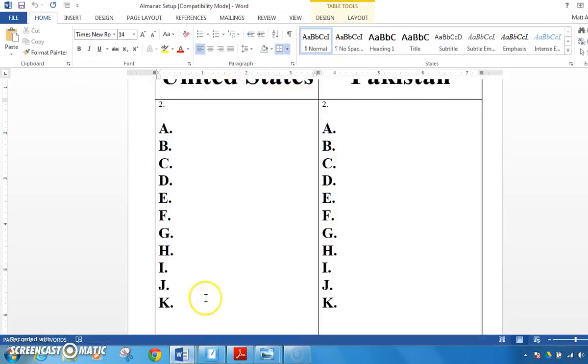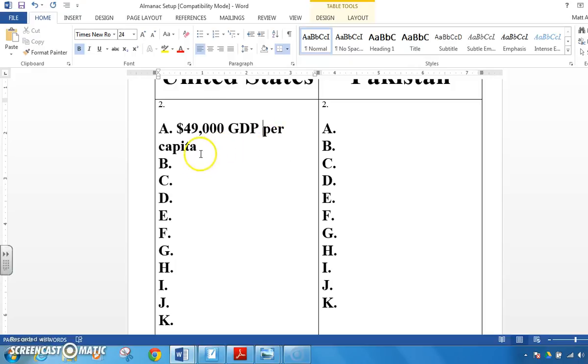So what I'm going to write here is this. Under A, I'm going to put 49,000 per capita. All right, and so I've got that for A that's there. That's my GDP per capita. I might even want to put GDP per capita. Awesome. All right. Let's go down to the next one. This should all be on one line, by the way, for you.